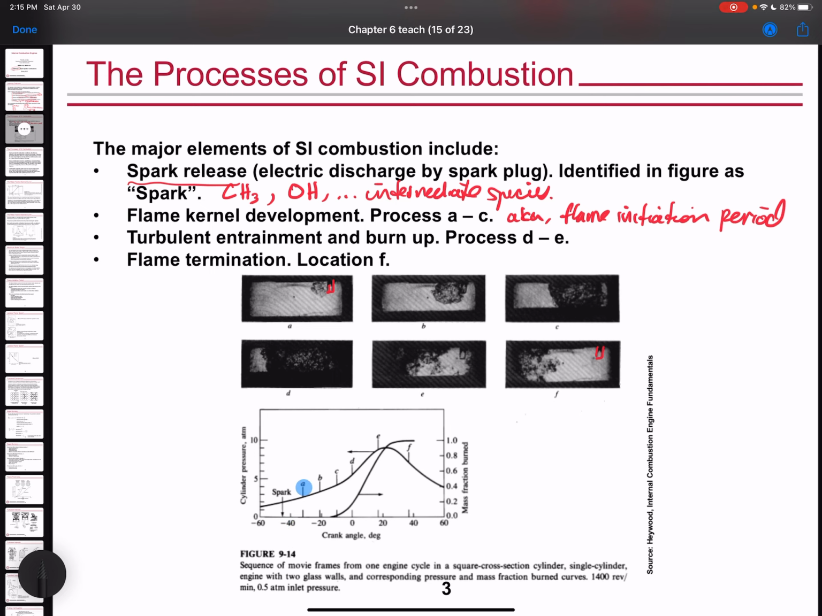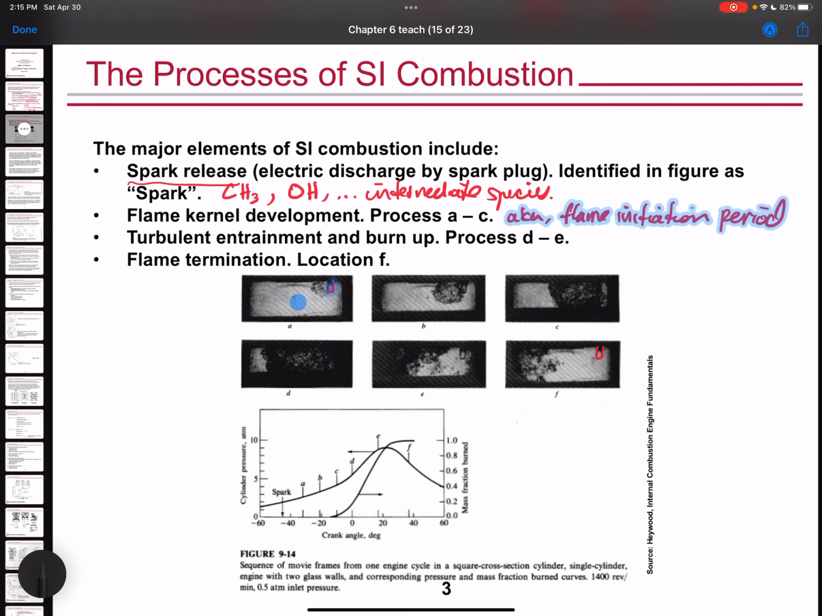And then you can notice there are letters shown on the diagram, A, B, C, D, E, and F. Those letters correspond to the various images shown in the middle of your slide. Image A corresponds to this point on the pressure crank angle diagram, then image B, image C, and so on and so forth. So image A, B, and C, these three images up here, correspond to the flame development process, or this flame initiation period, processes A through C.